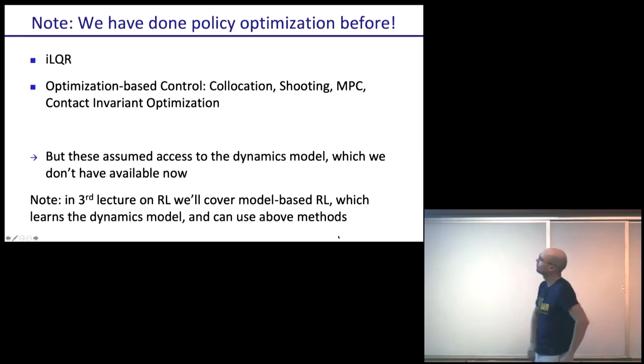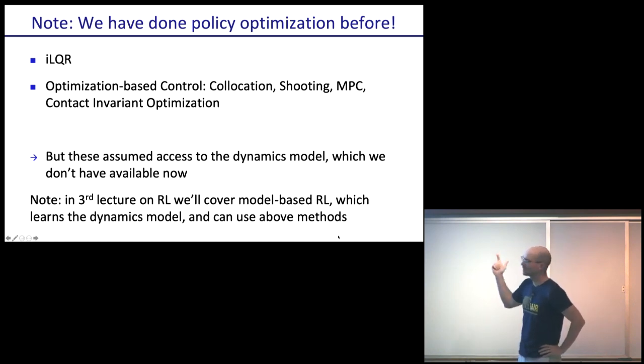One quick note: we've actually done policy optimization before. iLQR is a policy optimization method. The optimization-based control methods, collocation, shooting, MPC, contact-invariant optimization, are all policy optimization methods. But these assumed access to the dynamics model and the reward function, which we don't have available now in reinforcement learning. Note that in the third lecture on RL, we'll look at model-based RL, where we learn a dynamics model and a reward function, and then we can start applying those methods again. But right now, we're going to look at model-free methods, where we don't try to learn a model. We just interact with the world and see if we can directly optimize the policy.